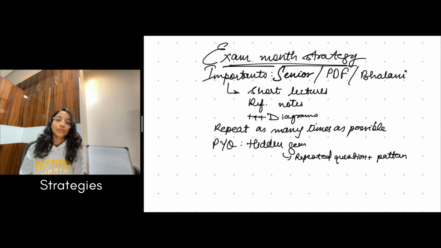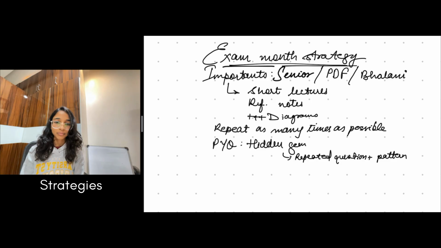Exam strategy: first of all, get your importance list, of course. For these importances, refer to your seniors, refer to your college PDF, refer to Bhalani, whatever you're following. You may refer to short lectures as well, or pre-made notes. Always practice diagrams for whatever important topics your seniors have already given you, and review them as many times as possible.